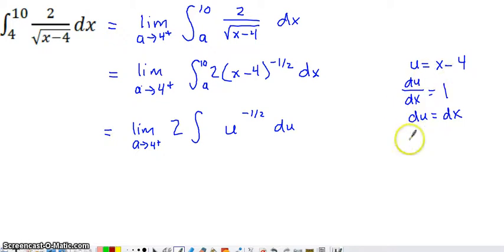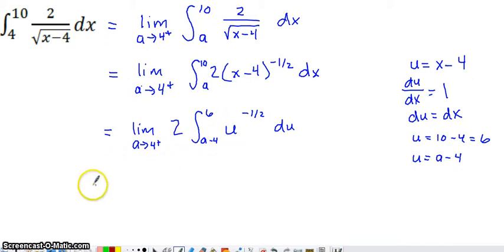So if u is equal to x minus 4, what is u when x is equal to 10? Well, when x is equal to 10, u is going to be equal to 6. So our upper limit of integration is going to be a 6. And then our lower limit of integration, what is u when x is equal to a? Well, u is going to be a minus 4, so we kind of get an ugly lower limit of integration, but that's okay. We'll deal with that when the time comes.